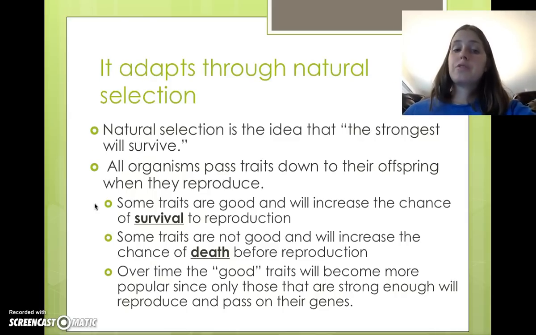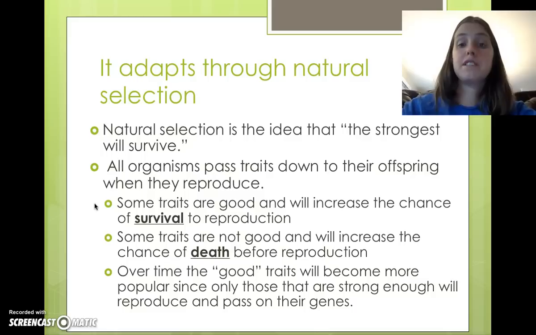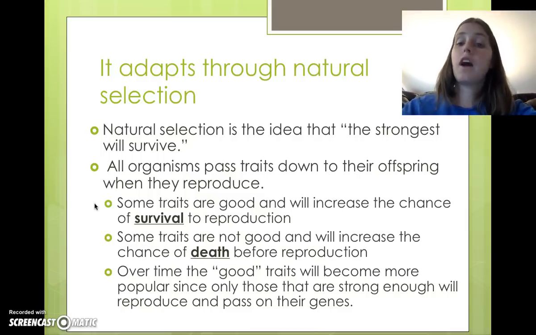It adapts through natural selection. So if you're a living thing, you have to adapt through natural selection. And this isn't each individual living thing, but this is your species of living things. So natural selection is the idea that the strongest will survive. So all organisms pass down traits to their offspring. We talked about this when we talked about reproduction.